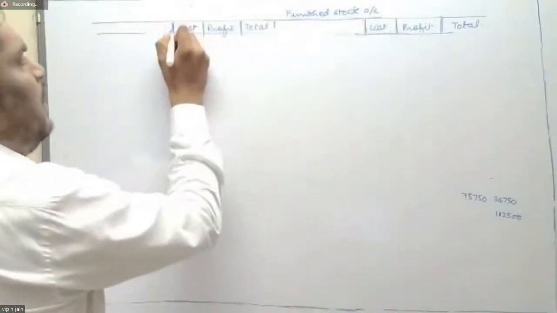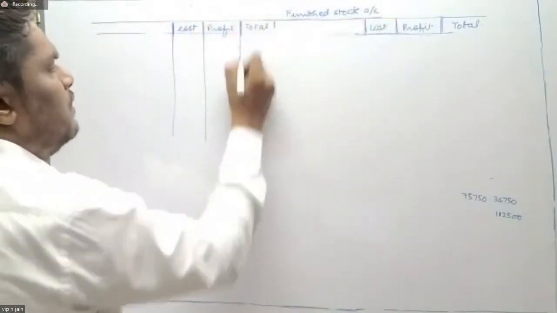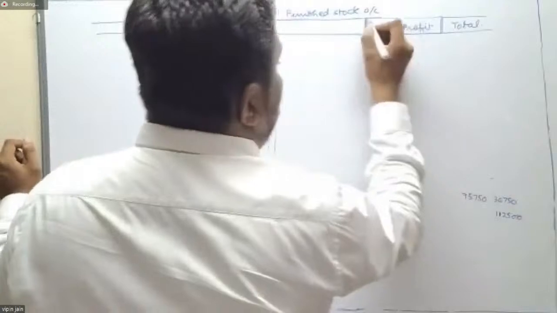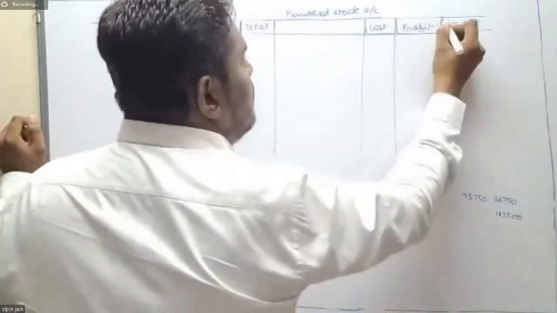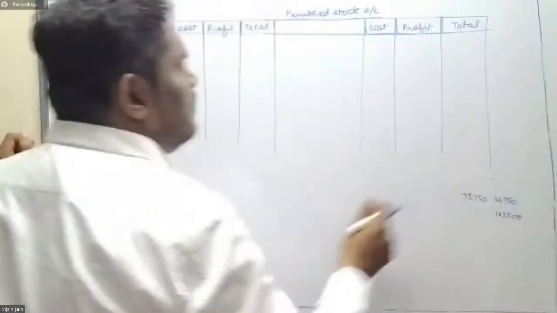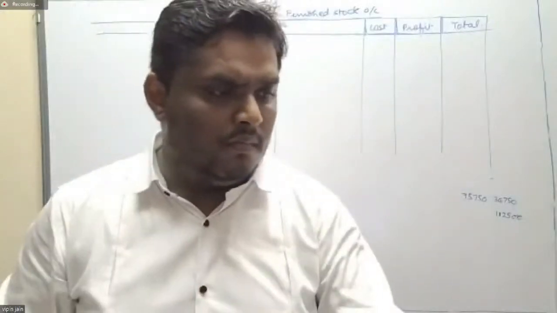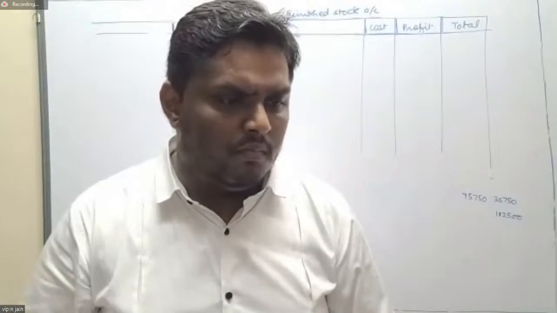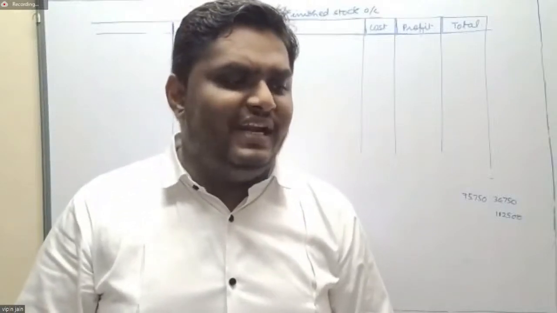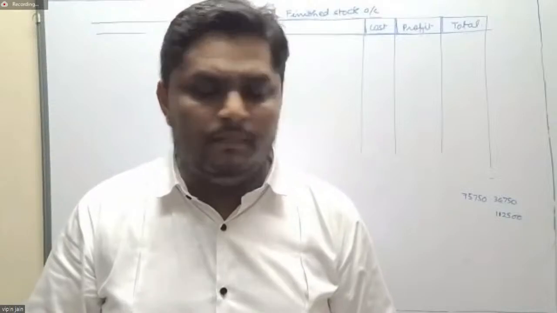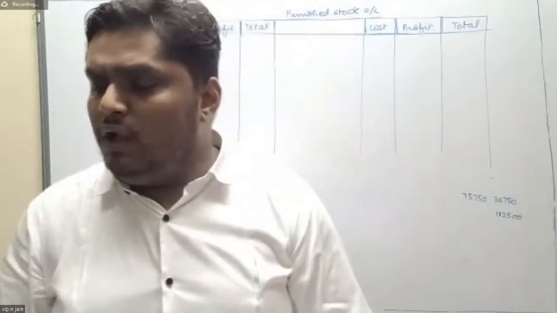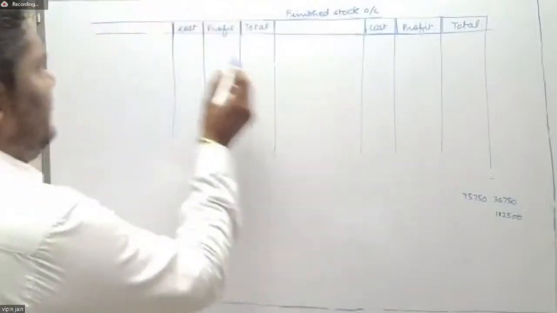Now the last account, that is finished stock account. Sales will be considered in finished stock account, Radhika. Now, let's start with the finished stock account. Here the opening stock is given, that is 22,500.